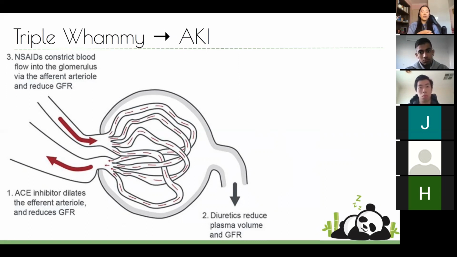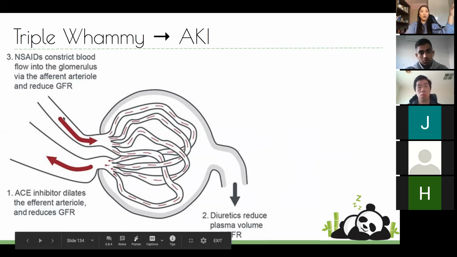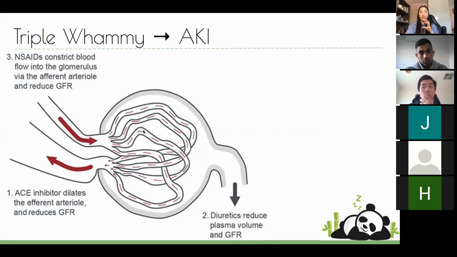And the mechanism for this is that they act in 3 different places. So if you just think about going in, the glomerulus itself, and then going out. When you're going into the kidney, the NSAIDs are going to constrict blood flow going into the kidney, or into the glomerulus specifically, and that's going to cut off supply. ACE inhibitors will dilate the efferent arteriole. And if you dilate the efferent, or the exiting arteriole, then that's going to further reduce the pressure in the actual glomerulus itself, right?